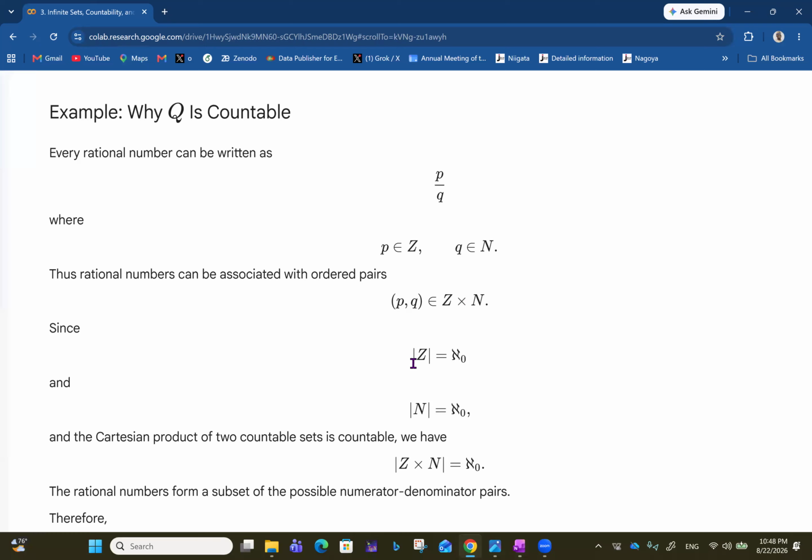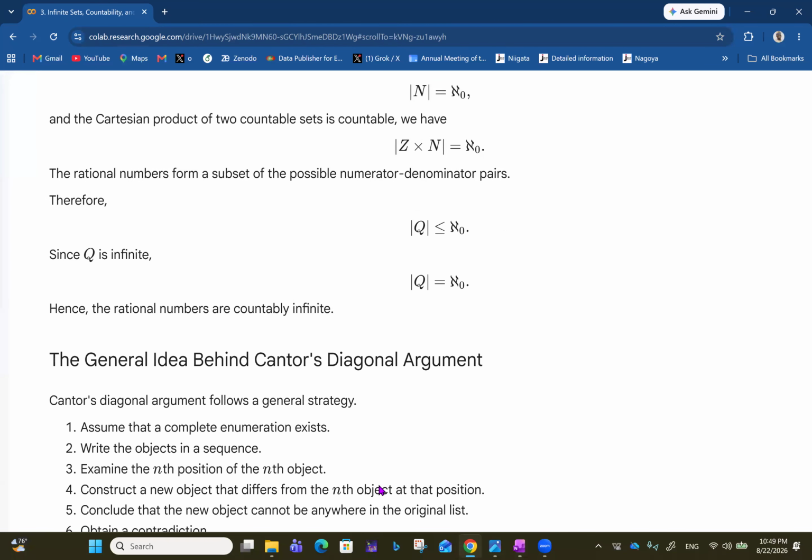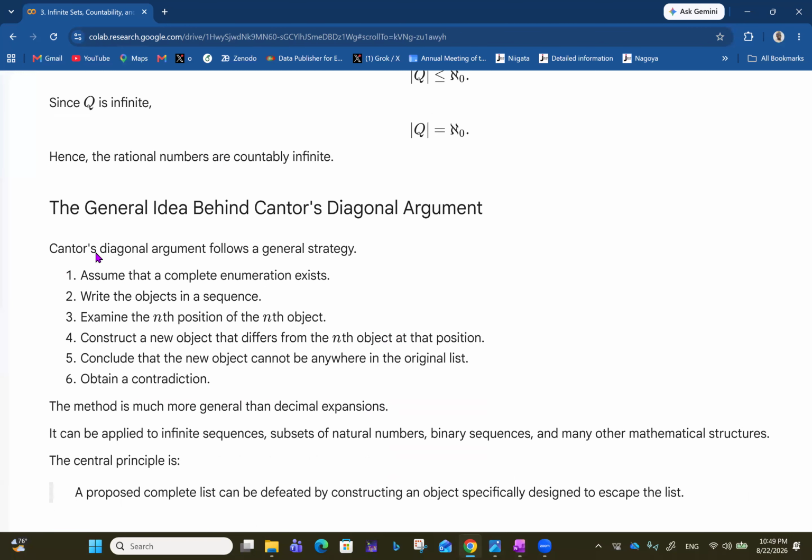Since the cardinality of integers is aleph naught and the cardinality of natural numbers is aleph 0, and the Cartesian product of two countable sets is countable, we have that the cardinality of Z × N is also aleph 0. So the rational numbers form a subset of the possible numerator-denominator pairs in that sense. Therefore, the cardinality of rational numbers is less than or equal to aleph 0, and since Q is infinite, the cardinality of Q is aleph 0. Hence, the rational numbers are countably infinite.